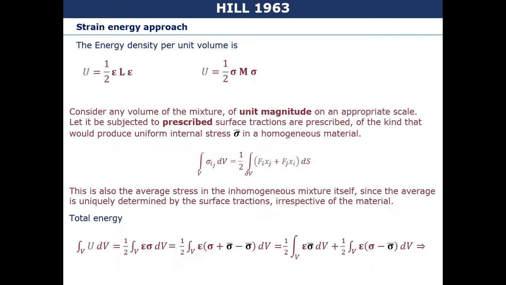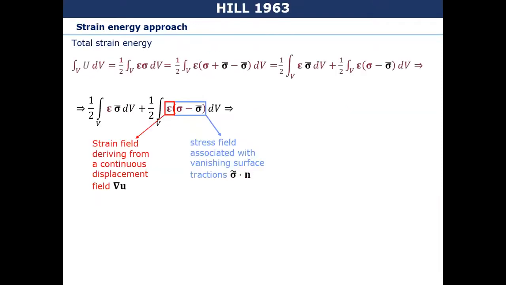With this in mind, he does the same steps as before, but starting from this different definition of the total energy. In this case, sigma, that is the stress that varies in each point of the heterogeneous material, can be treated by adding and subtracting an average value. And analogously to what happens before, we end up with these two terms.